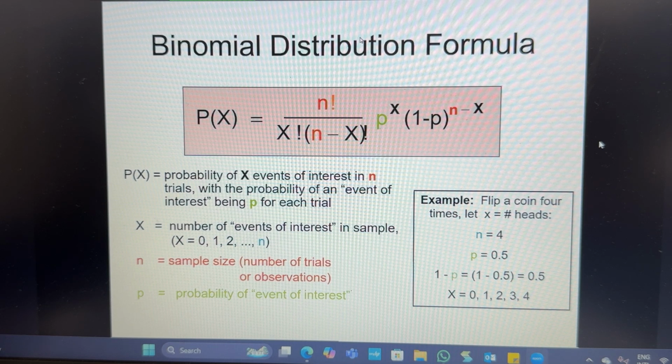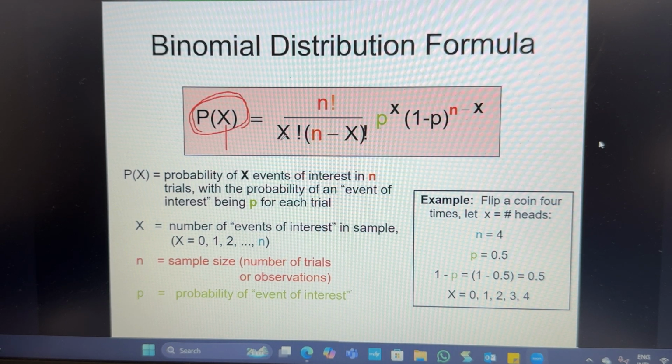So this is the binomial formula. When there's a binomial distribution, how do we find the probability? X is a variable. What is this variable? It is a discrete random variable, not a continuous variable. Okay, so this is the formula.